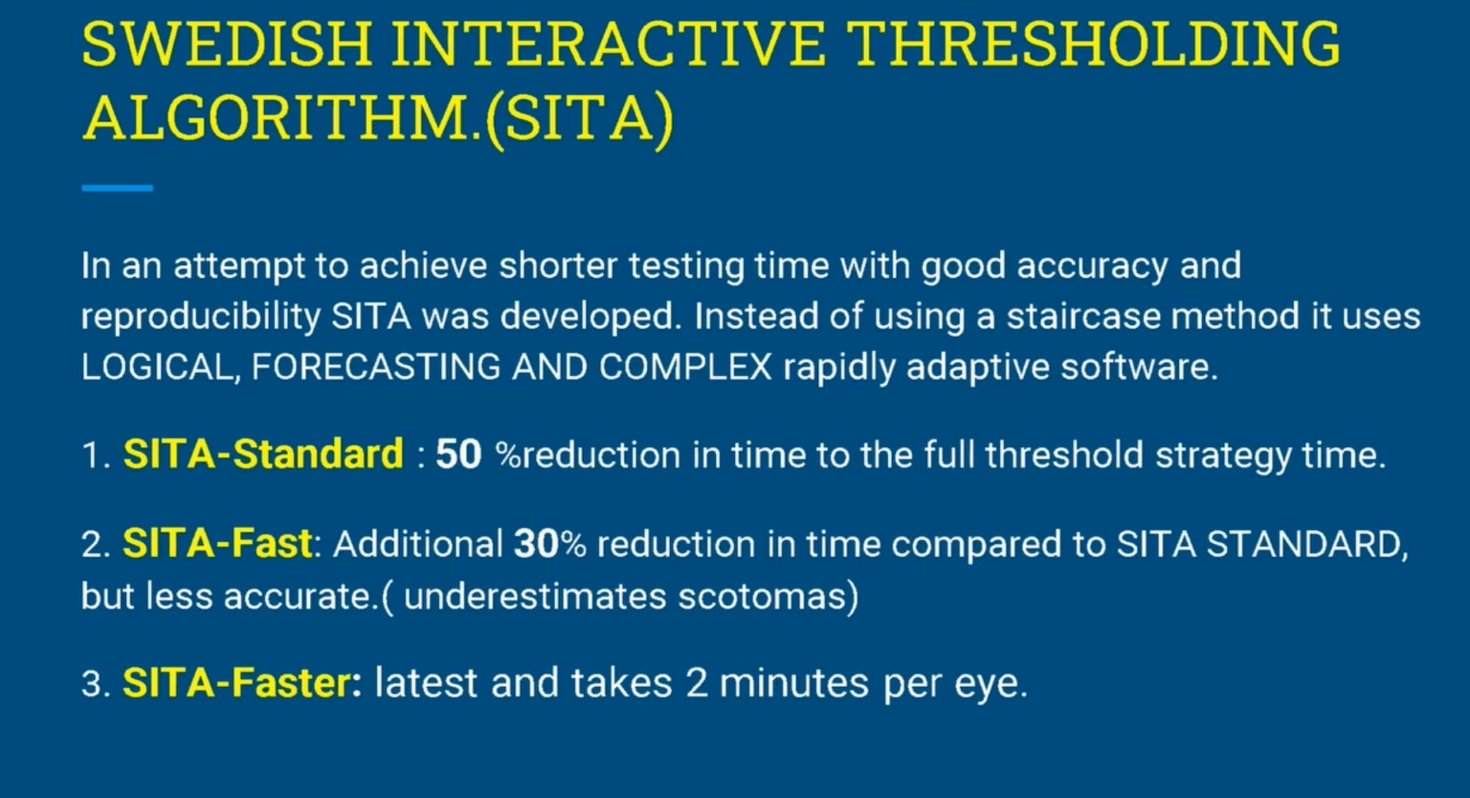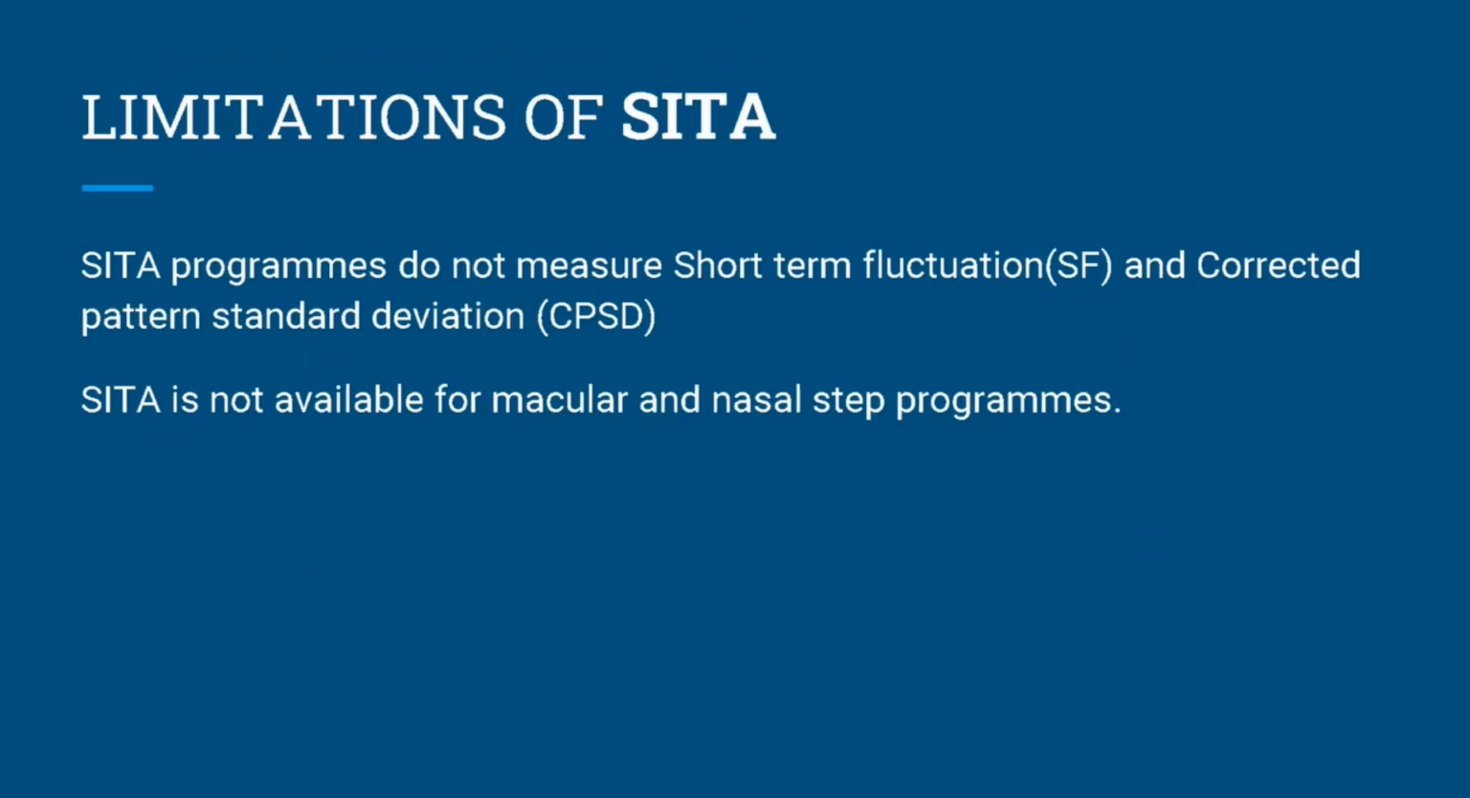Now, the full threshold is accurate, Fastpac was faster. The Swedish Interactive Thresholding Algorithm, SITA, was developed to give us the best of both worlds. It's a rapidly adapting logical software which adapts to the patient's performance during the test. SITA standard causes 50% reduction in the time, whereas SITA fast gives us 30% additional reduction in the time, and SITA faster takes only 2 minutes per eye.